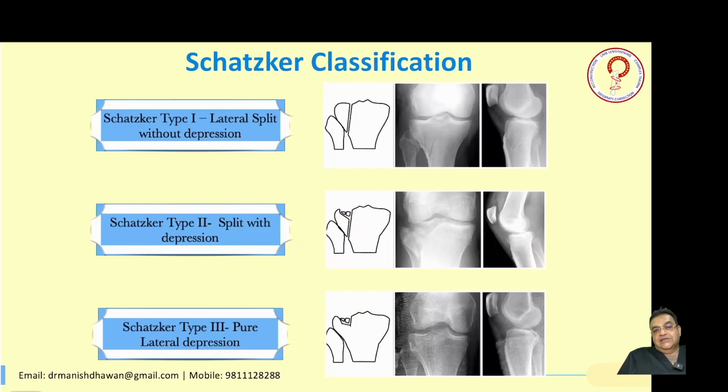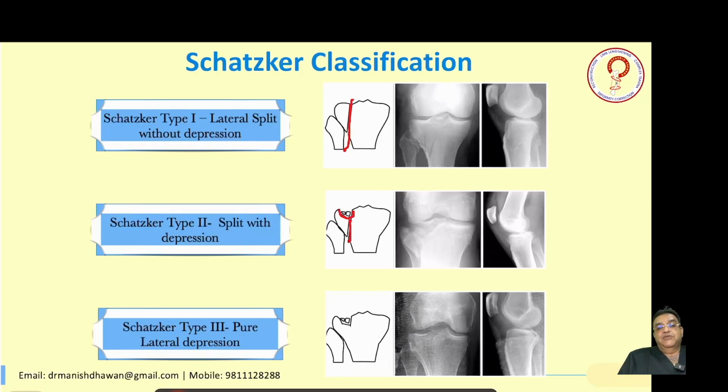Now, Schatzker classification has been found a very useful classification in management of these fractures because we know the idea of the fragments and we can plan our surgery. So it is 6 types. So type 1 Schatzker is a lateral split without depression. So it's just a split you can see and there is no depression. Type 2 is split with depression. So there is a depression plus there is a split also.